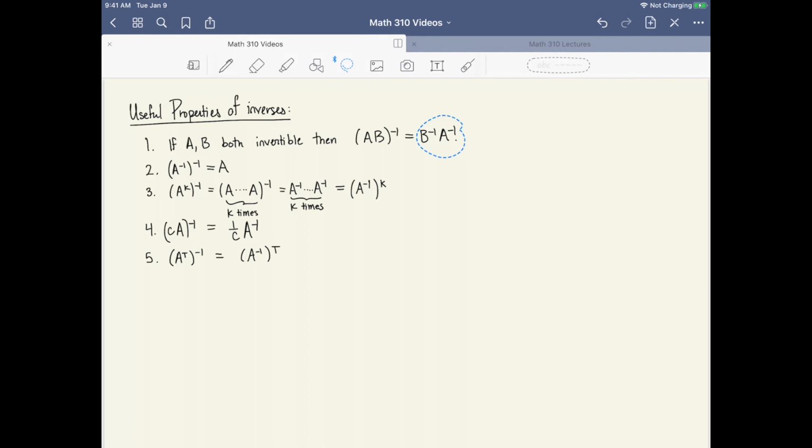And then if you take the kth power of a matrix, meaning you've multiplied it together k times, and calculate the inverse, then this is going to be the inverse multiplied k times. So this is A inverse to the kth power. If you're dealing with scalar multiplication, a scalar times a matrix A, and then you take its inverse, the effect that it has on the scalar is to invert that. The scalar is a non-zero number, and so 1 over C is a non-zero number. And then lastly, if you take the inverse of A transpose, it's the transpose of A inverse.